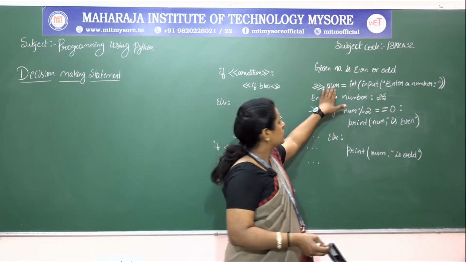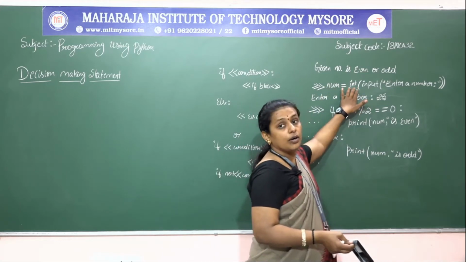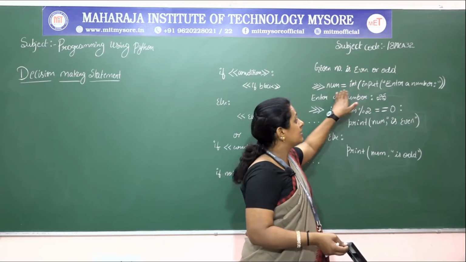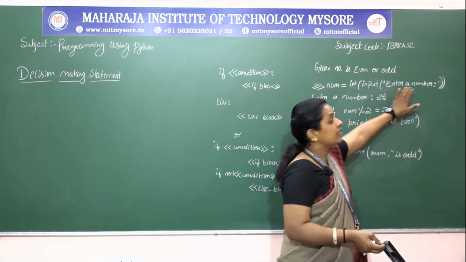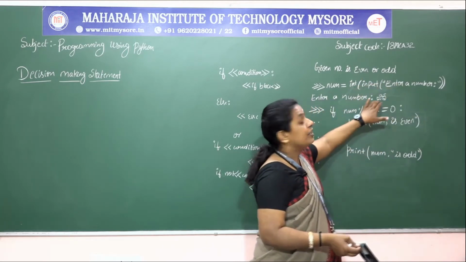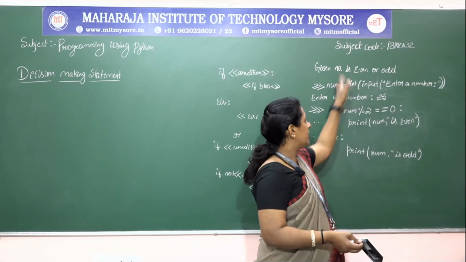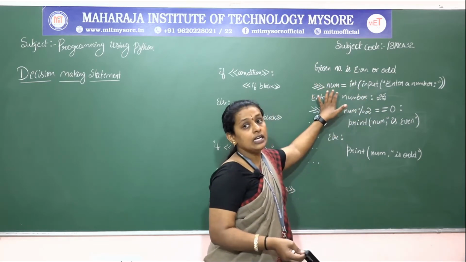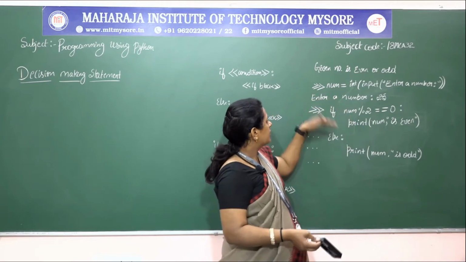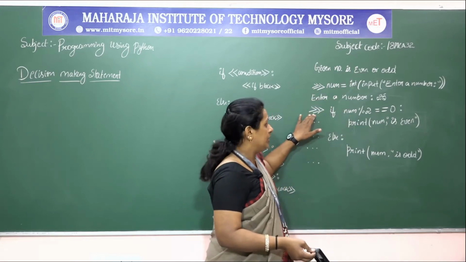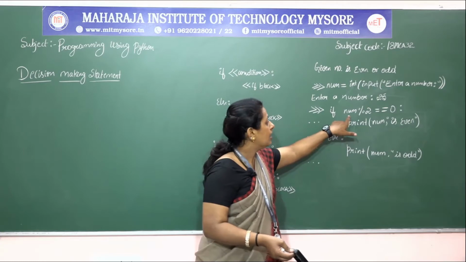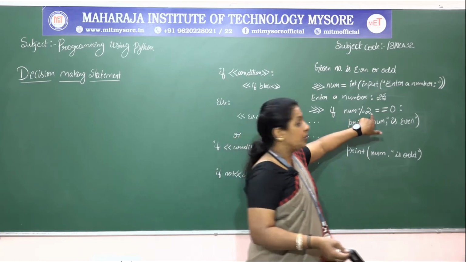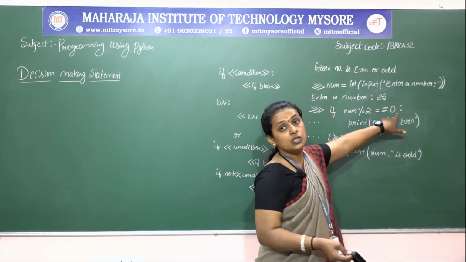Let's start here. Python will evaluate this statement, that is, input "Enter a number". The number 25 is entered and converted to integer type, and that value is assigned to a variable called num. After that, this statement will be evaluated: if num modulus of 2 is equal to 0.